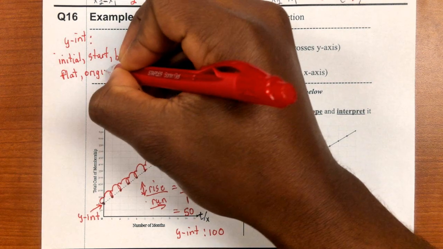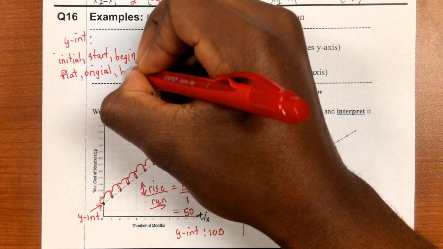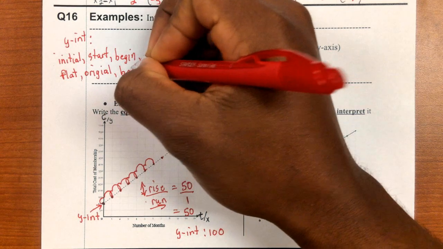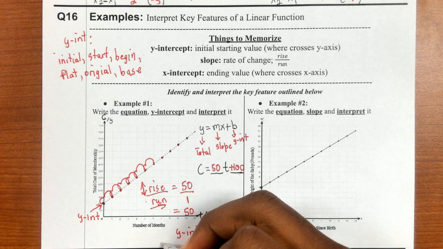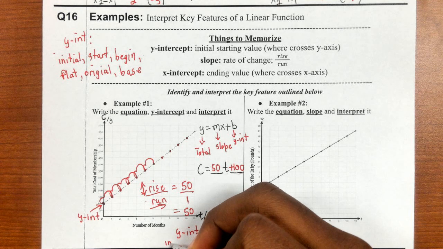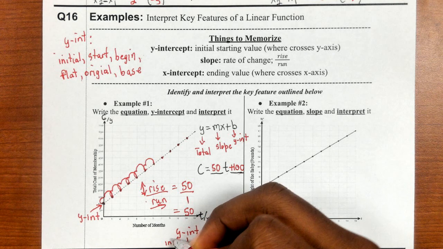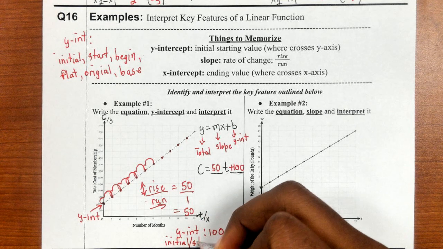Original. Yep. Base. Yep. Alright. And any of those type of synonym that means that you're starting something or you're beginning something. So in this case, this will be the initial or the starting fee that I would pay for my membership. So again, guys, in this case, this would be the initial or starting fee.